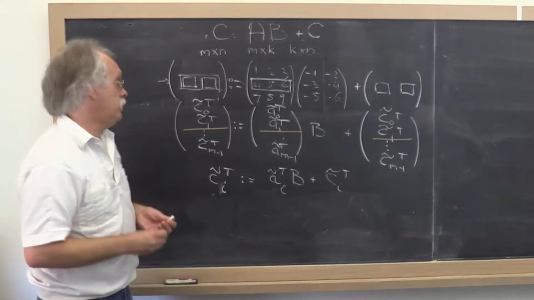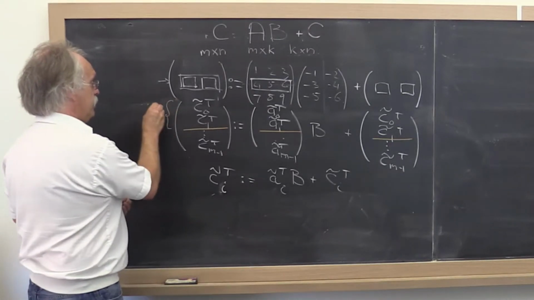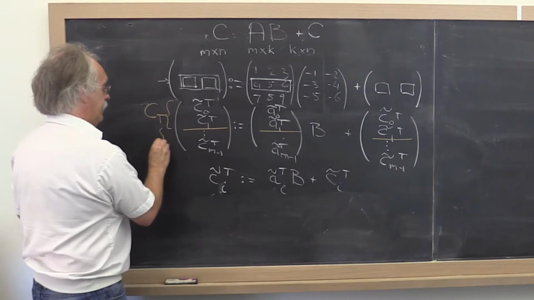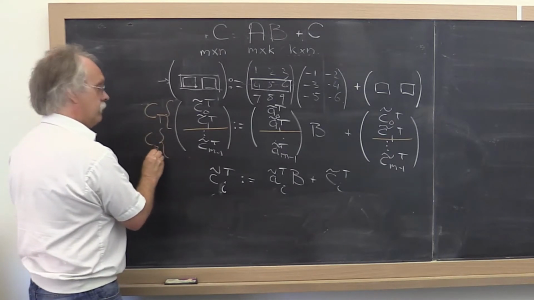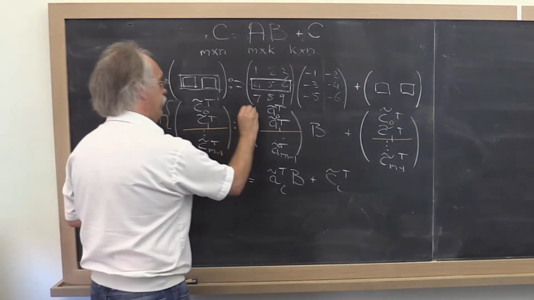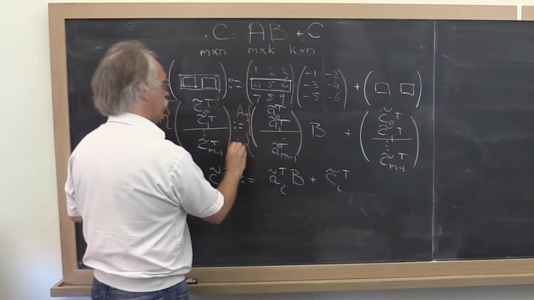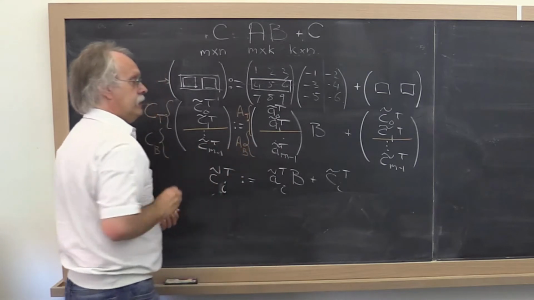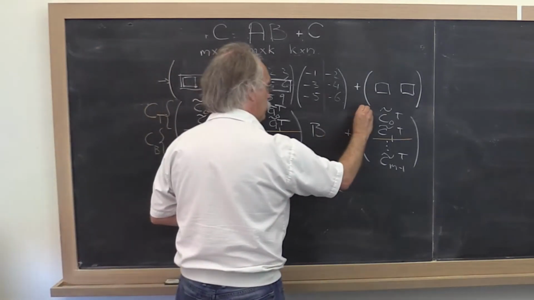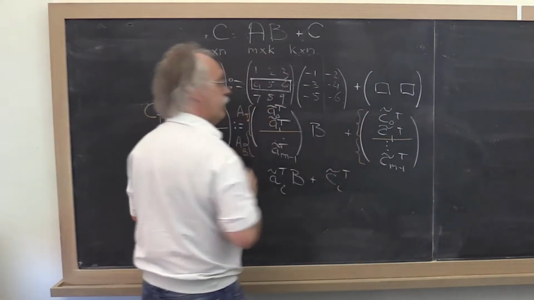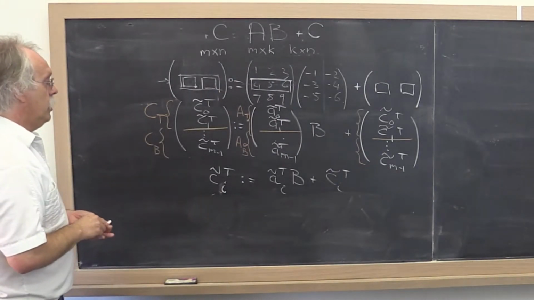Okay, so hopefully what you figured out was that you could think of this as the top part of C and this as the bottom part of C. And then you could think of this as the top part of A and this as the bottom part of A. And we needed to add to, of course, the top part of C and the bottom part of C.